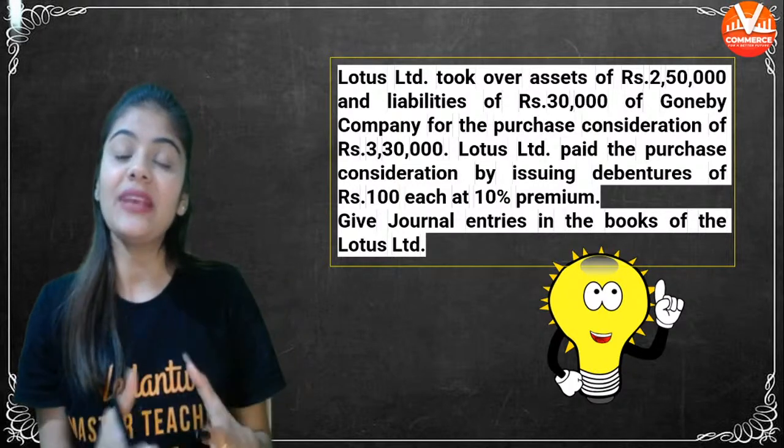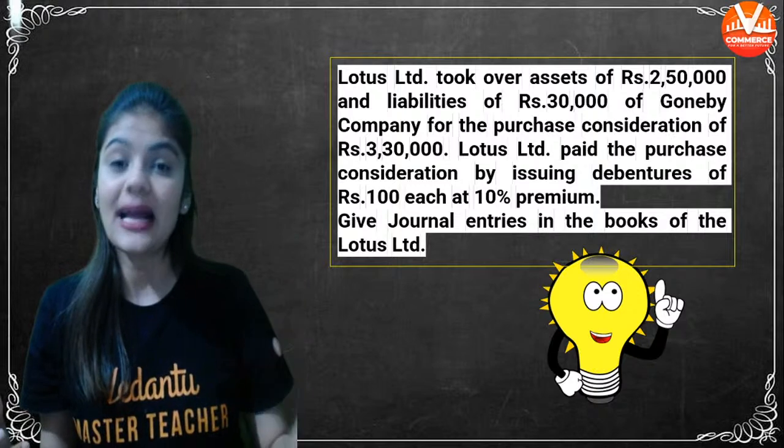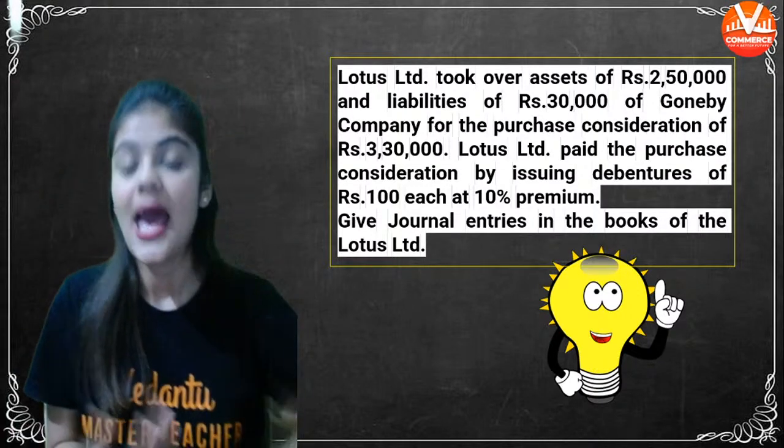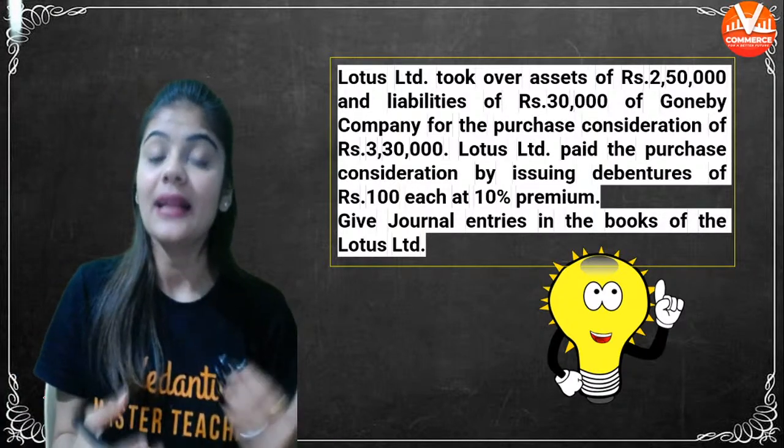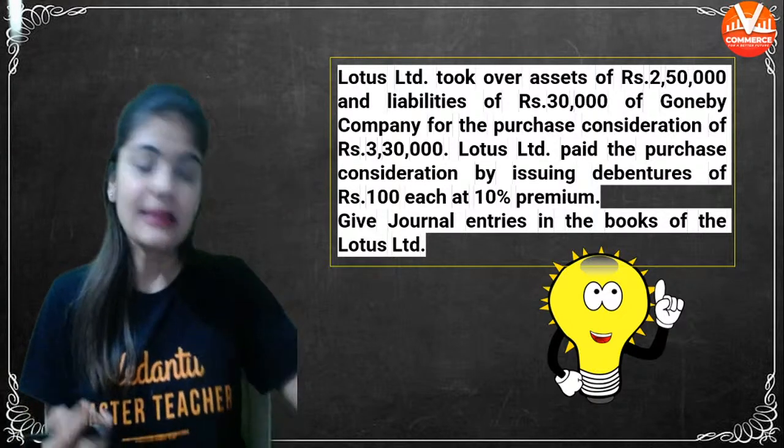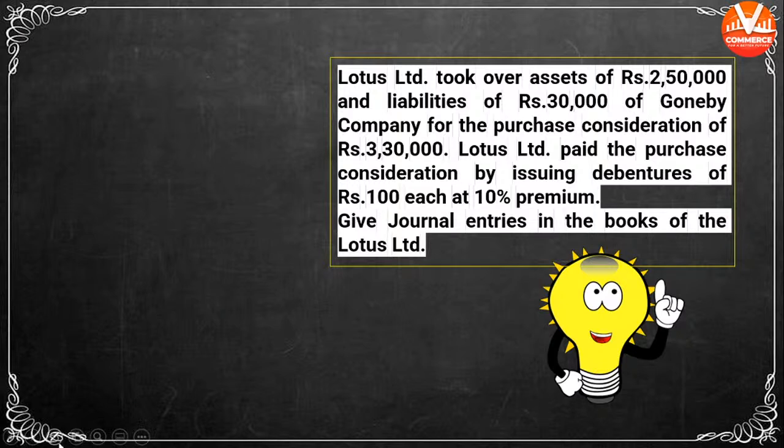So in the last class, we have done issue of shares for consideration other than cash. And this question belongs to the same topic. So let's solve it now and see what journal entry will be passed in this question. The question is, Lotus Limited took over assets of rupees 2,50,000 and liabilities of 30,000 of Gone By Company for the purchase consideration of rupees 3,30,000. We are purchasing the entire business.